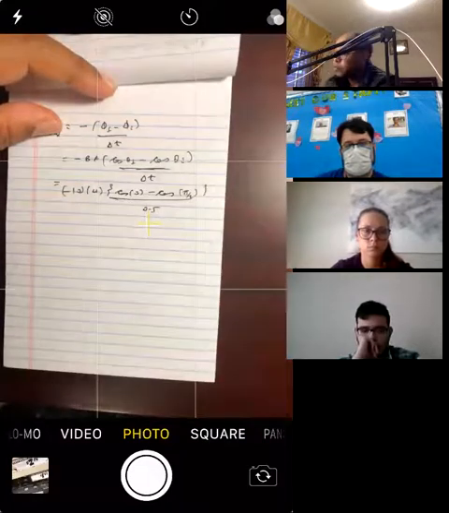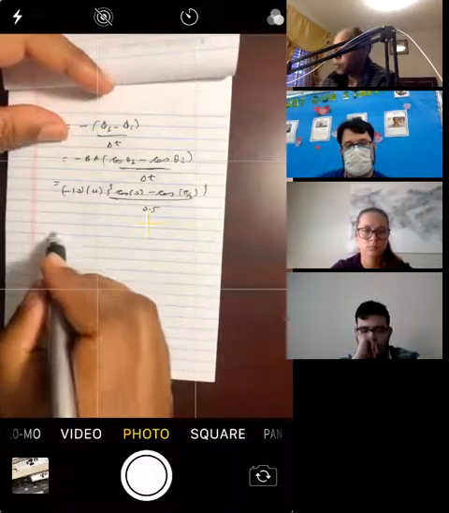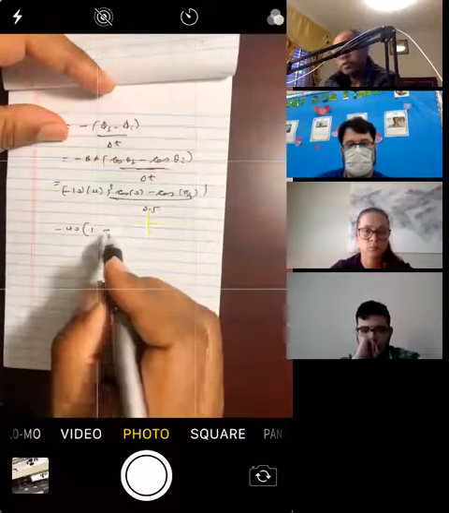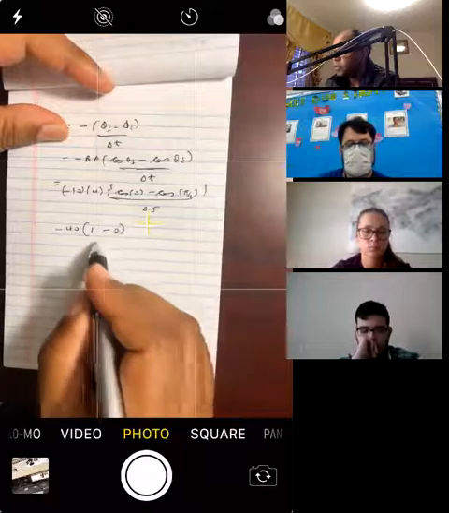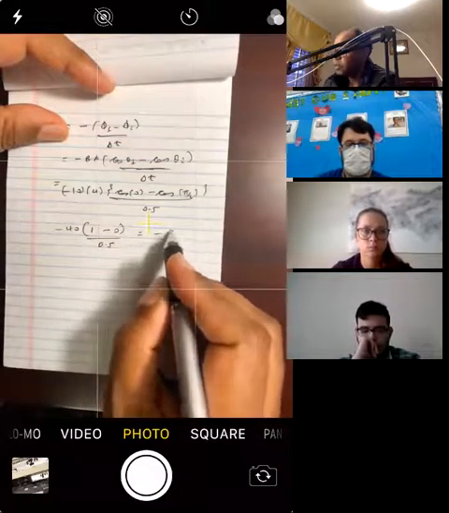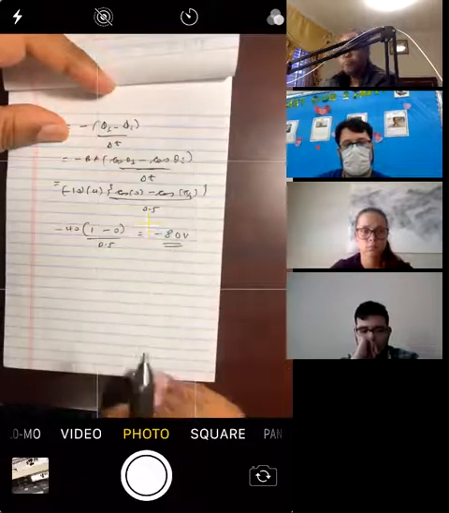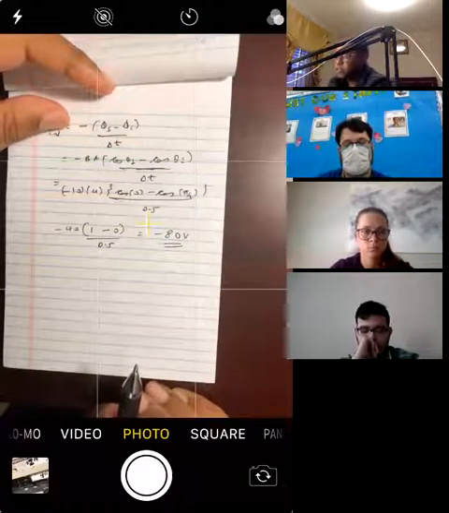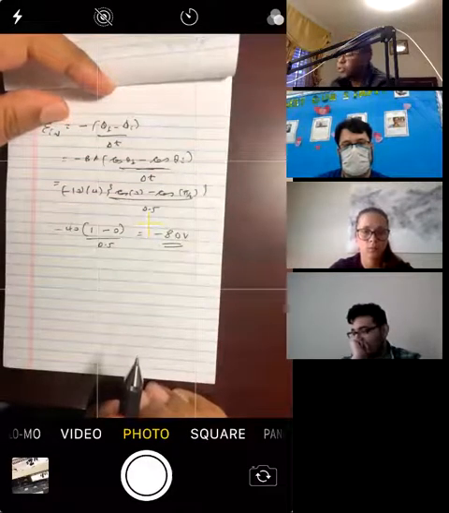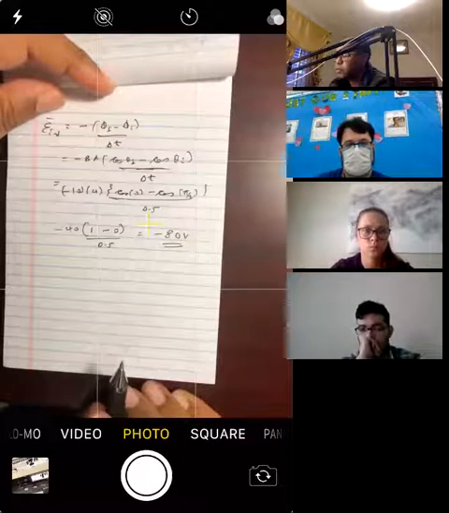So what's cosine of 0? We have negative 40. Cosine of 0 is 1. Cosine of 90 is 0, right? Divide by 0.5. And that gives me negative 80 volts. So this is the average voltage induced during this process, and it's negative. That means the induced current is flowing counterclockwise.